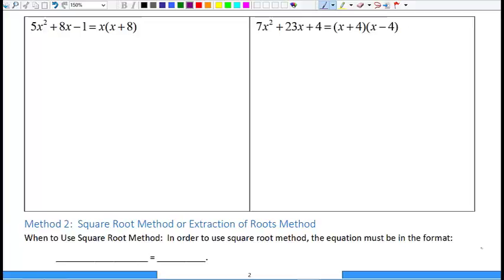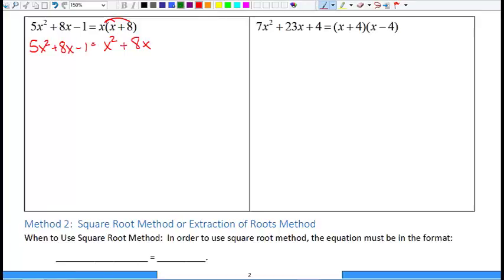Okay, on these next two problems, notice that they are not in standard form. So step 1 says I have to get it in standard form. This may take a few steps because I have to distribute and then I'll move all of the terms to one side, but I have to do that first before I proceed with any of the other steps. Okay, so I distribute there.